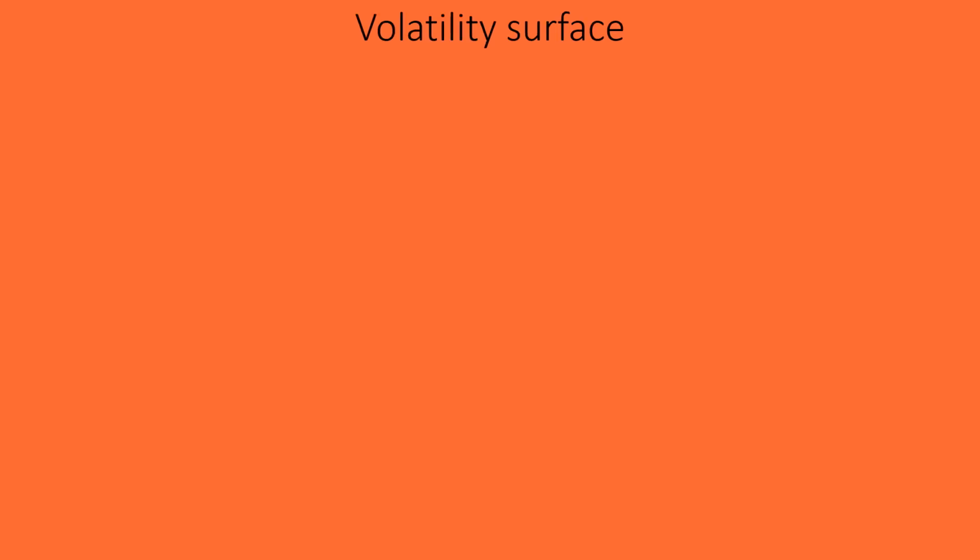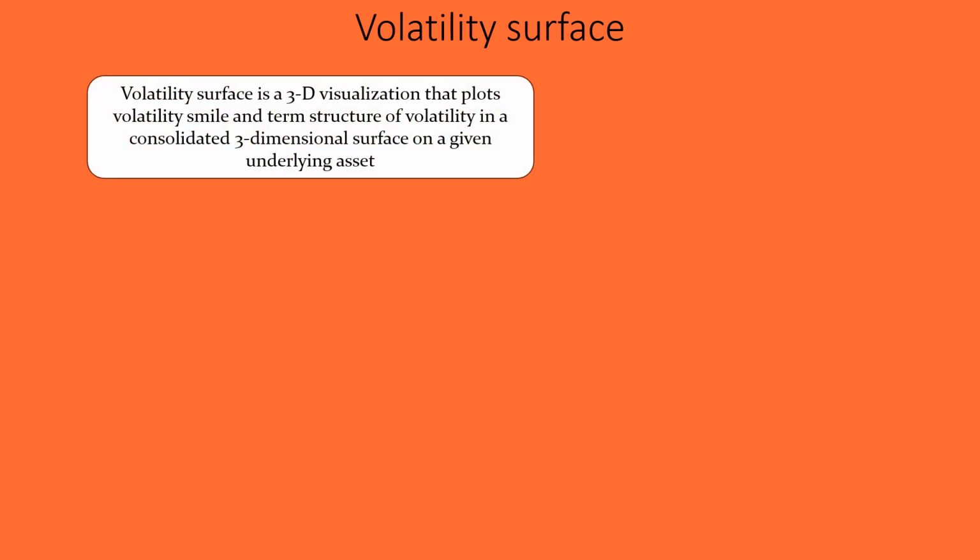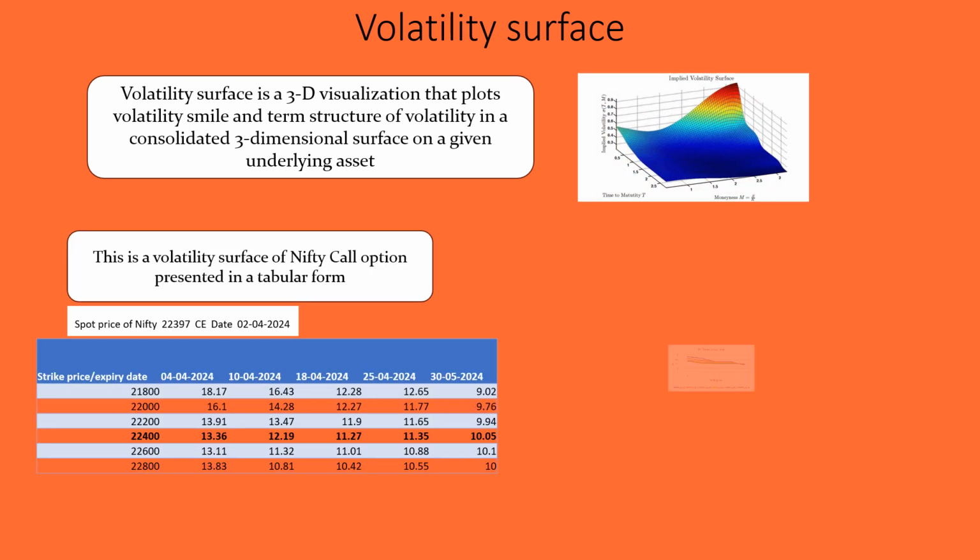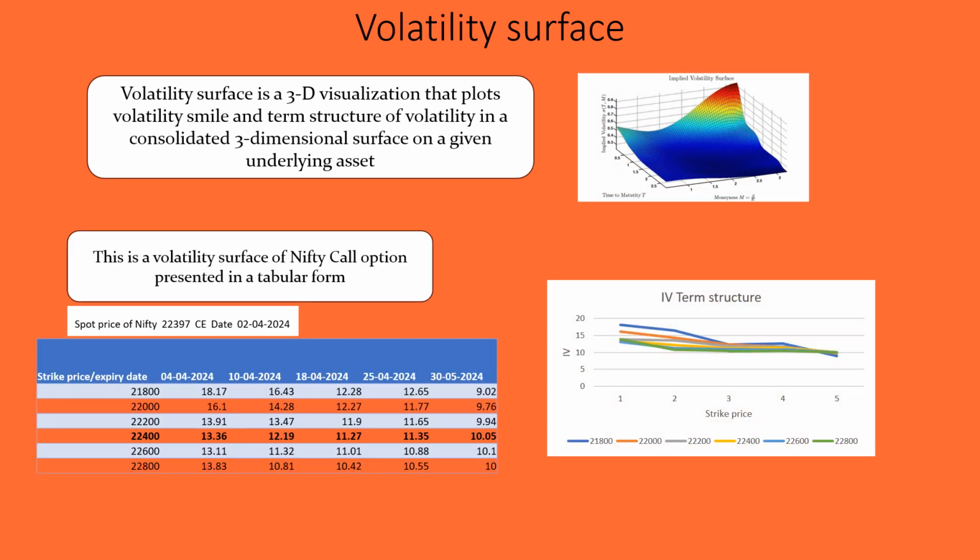Now, what is volatility surface? Volatility surface is a 3D visualization that plots the volatility smile and term structure of volatility in a consolidated three-dimensional surface on a given underlying asset. A volatility surface is depicted in the adjacent graph. This is a volatility surface of Nifty options presented in a tabular form, as could be seen from the graph.